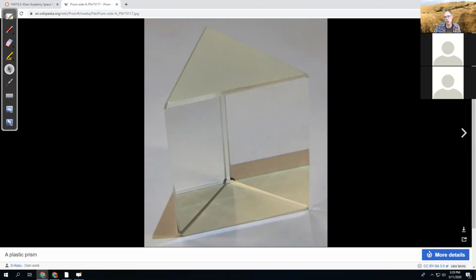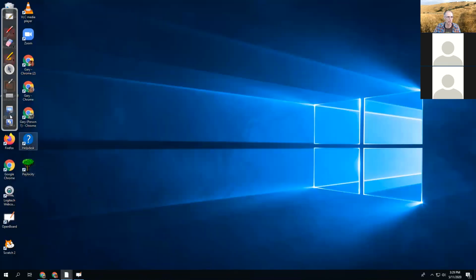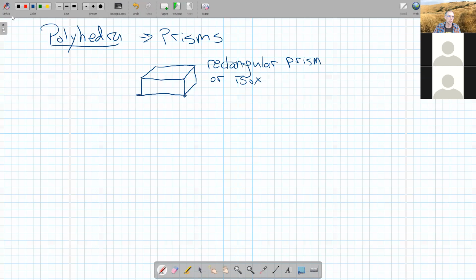So one thing I'd like to challenge you to do is try and draw some prisms and pyramids on paper. And we're going to do more with this later when we get into chapter 11.